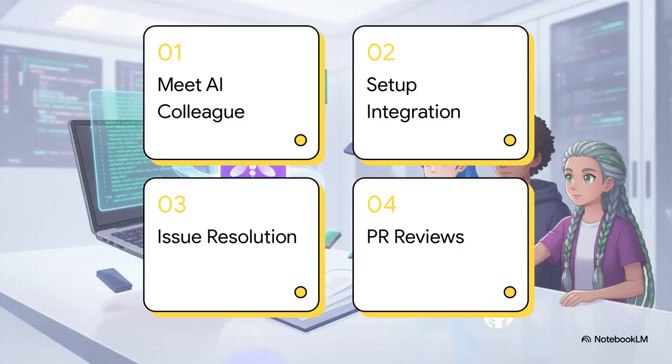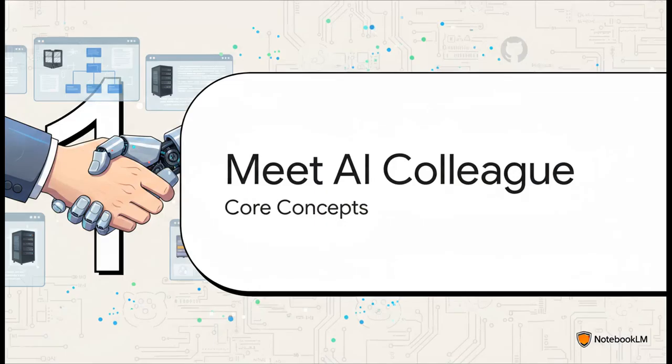Here is our roadmap of the exact technical architecture we're building today. First up, we'll meet your AI colleague. Second, setting up the integration. Third, autonomous issue resolution. And finally, automated pull request reviews. Let's get to it. Section 1.